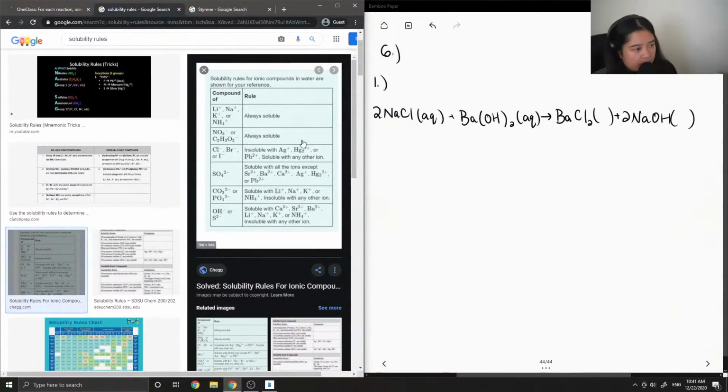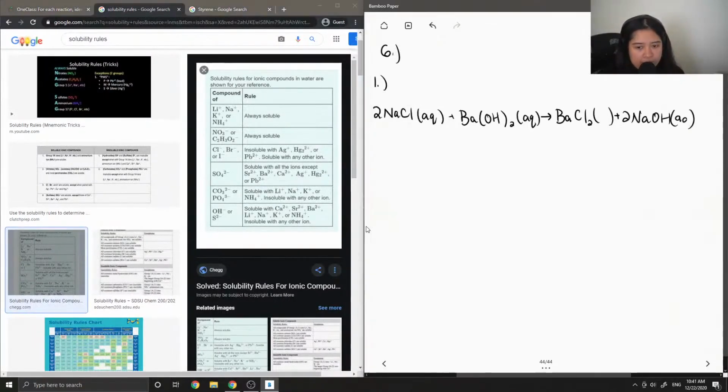Okay, so here is an example of what a solubility chart might look like. It gives you all the rules and also some exceptions to the rules. If you have a compound containing lithium, sodium, potassium, or ammonium, these are always soluble. So you can see here the NaCl is aqueous, which means I can also write that our sodium hydroxide is aqueous as well.